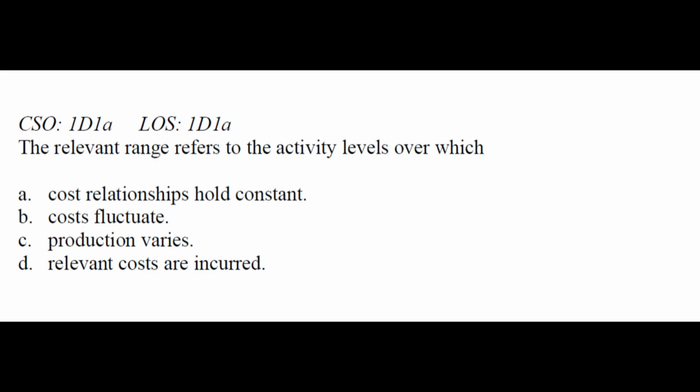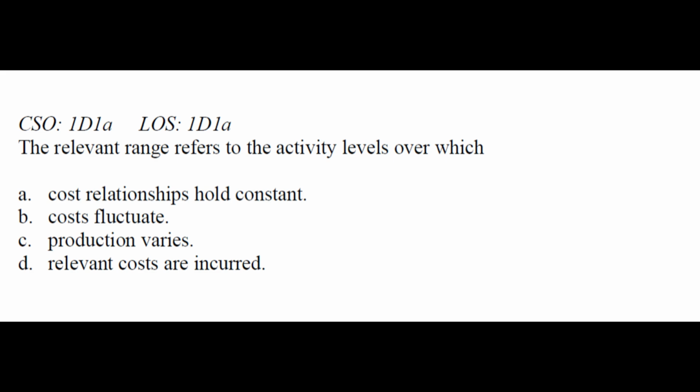The question asks which statement best describes the relevant range, so students should identify the option emphasizing the stability of cost relationships, not merely changes in production or costs. A. Cost relationships hold constant. Correct. The relevant range is the range of activity over which the assumptions about cost behavior remain valid. Within this range, total fixed costs stay constant and variable cost per unit remains unchanged, so cost relationships hold constant.